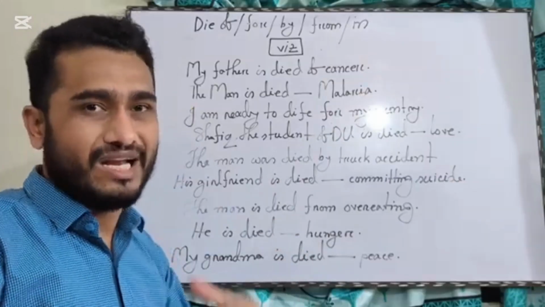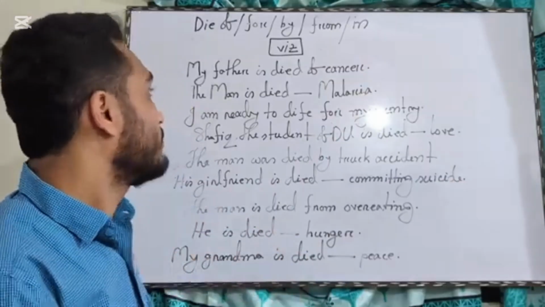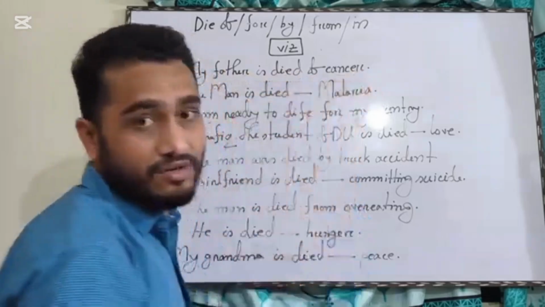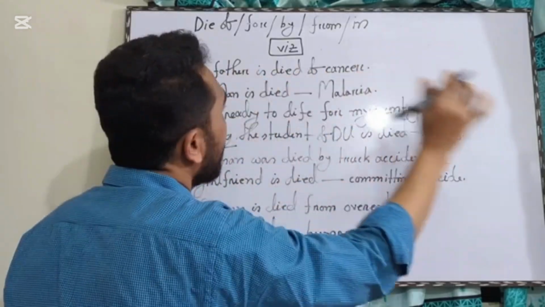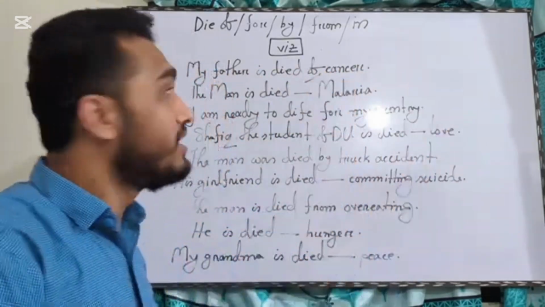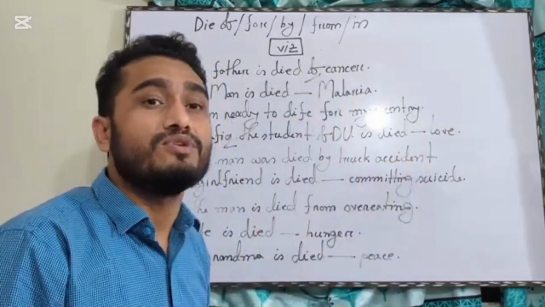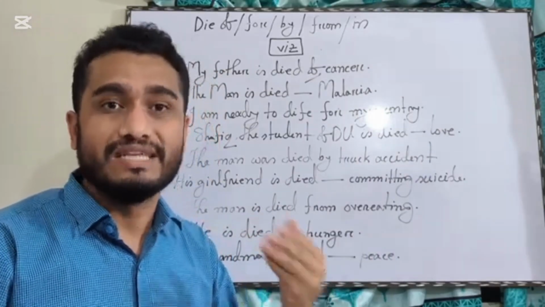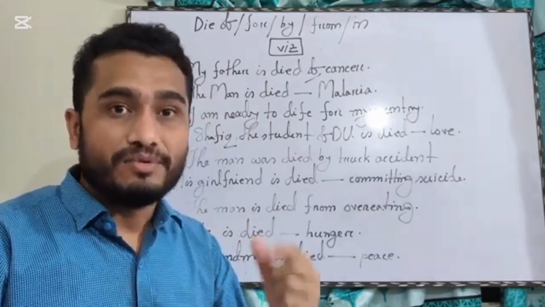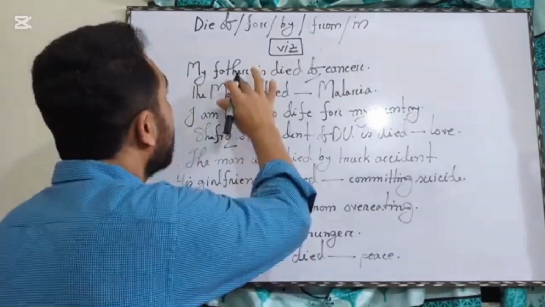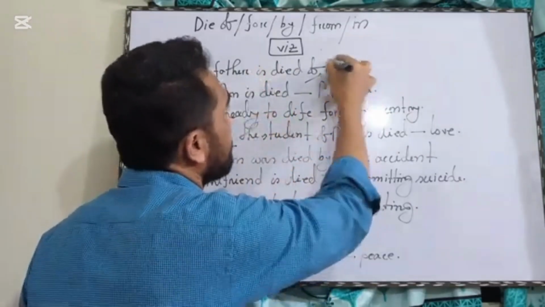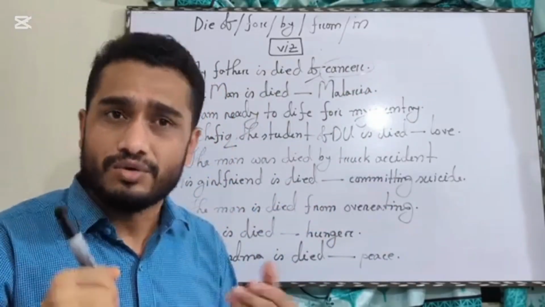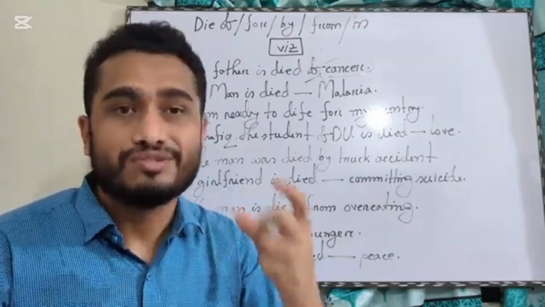So right now we are going to clarify this with examples. Our first example is: My father is died of cancer. So here you can see that with die I have used the preposition of. Now the question is, why have I used of with die? I have used the preposition of because my father died because of cancer. And you know what cancer is? Cancer is one sort of disease.